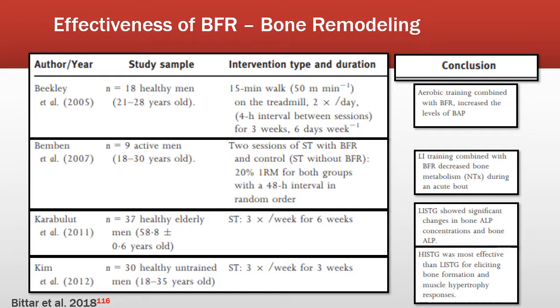The interventions are shown there as well as the conclusions. So the conclusions: aerobic training combined with BFR increases the level of BAP, which is a hormone that is responsible for, or an indication of, increased bone remodeling. Low-intensity training combined with BFR decreases the metabolism during an acute bout. And then low-intensity short-term training showed significant changes in bone ALP concentrations. Again, these are hormones and biomarkers that are used to demonstrate a positive improvement in the bone remodeling process.